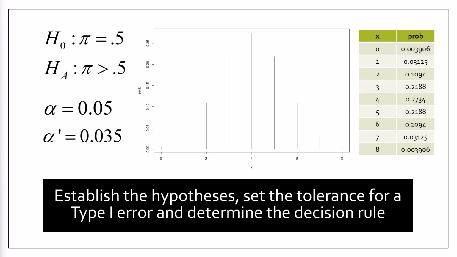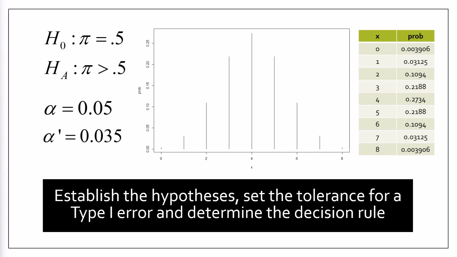The nominal rate of 0.05 is the maximum tolerance I have. If I put 7 and 8 in my rejection region, I stay under that maximum tolerance. If I add 6, I go over that maximum tolerance. So now I have a decision rule. I will reject the null hypothesis if there are 7 or 8 successes in these data.